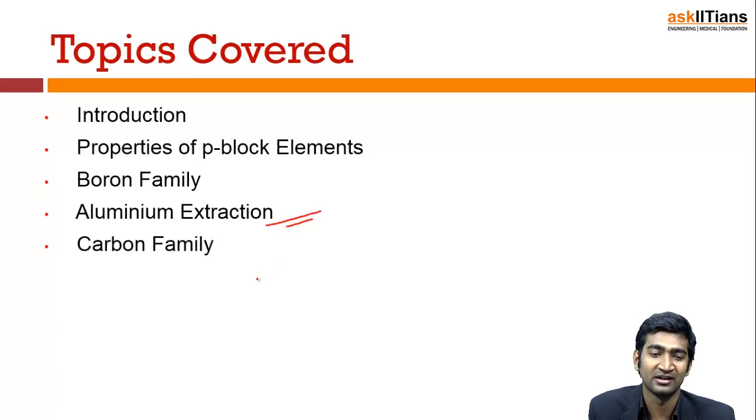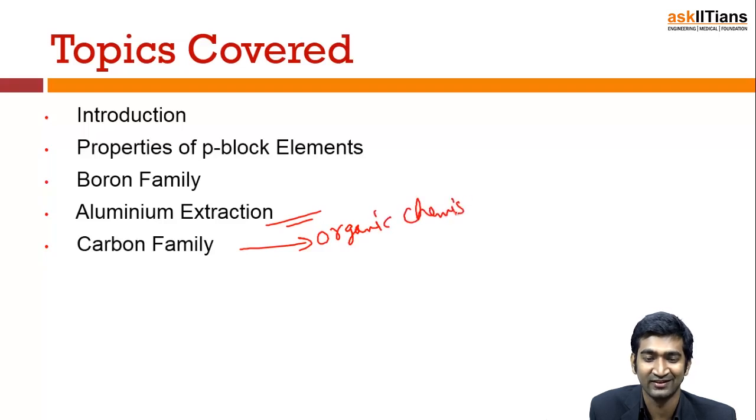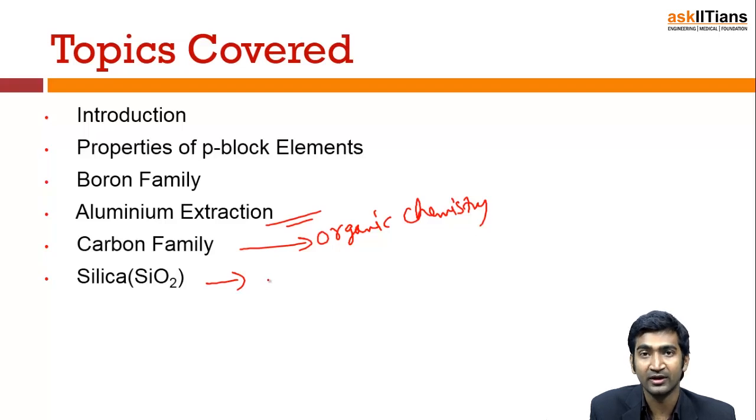Then the carbon family. It is the one element which has made a beautiful subject, organic chemistry, possible, right? So this also comes under the P Block only. The compounds which we have to study in the carbon family are silica, silicates, silicones and so on. This is also one of the important components of glass.